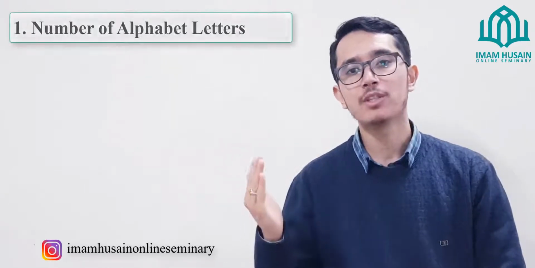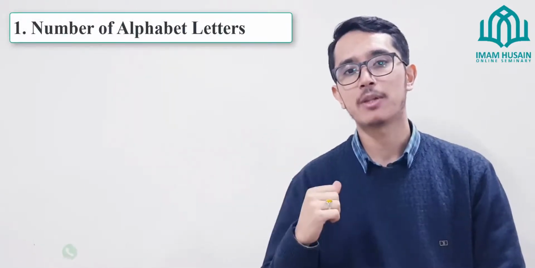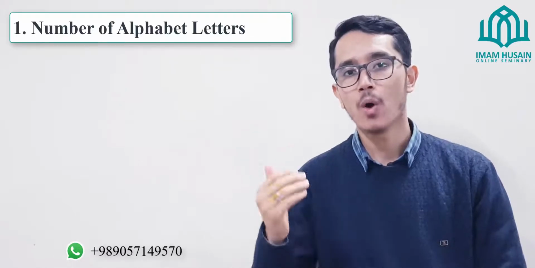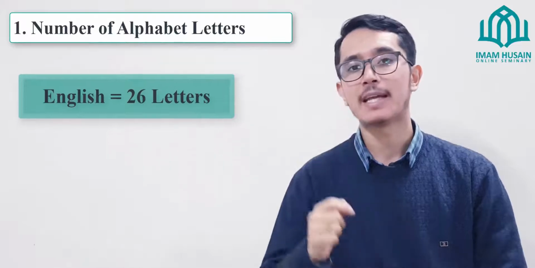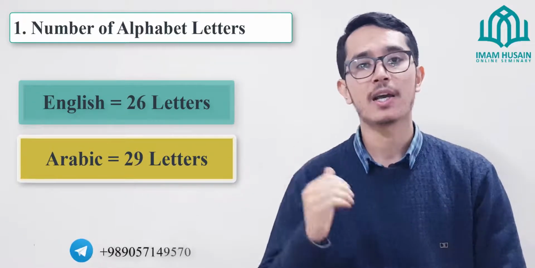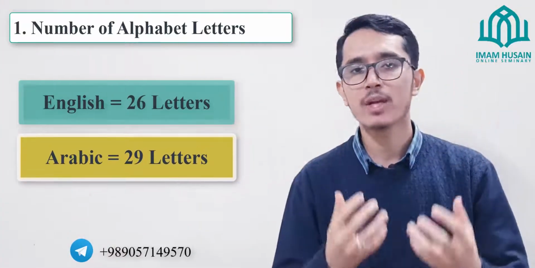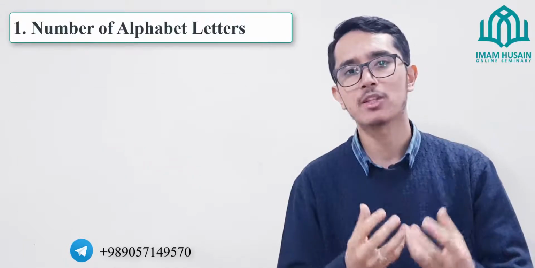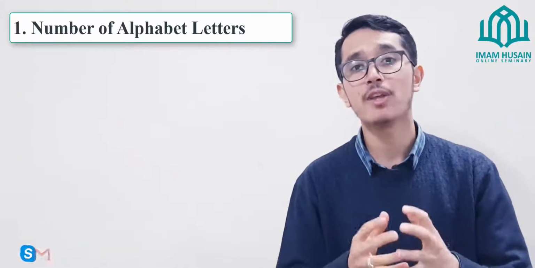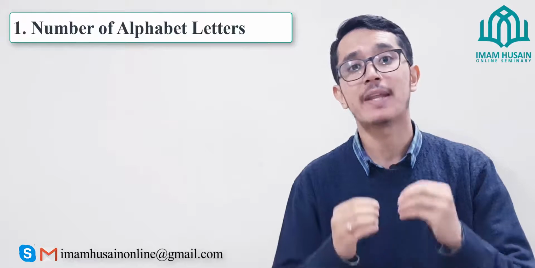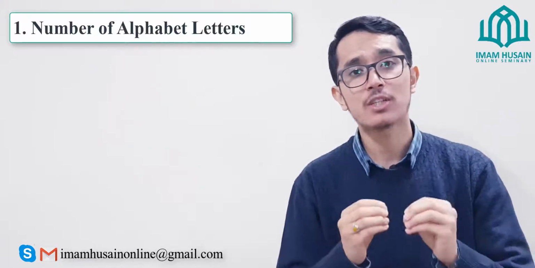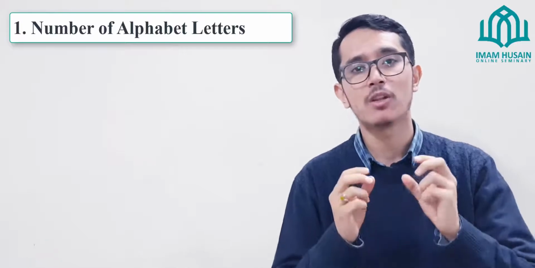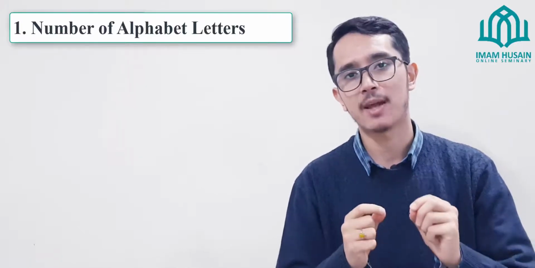The first important point is about the number of alphabet letters in these two languages. You know that in English we have 26 alphabet letters, but remember that in Arabic we have 29 alphabet letters. If we compare these two groups of alphabet letters, we will find out that most of them are the same in pronunciation and names, but only some of them are different. You don't need to worry because inshallah you will learn them in a very interesting way.